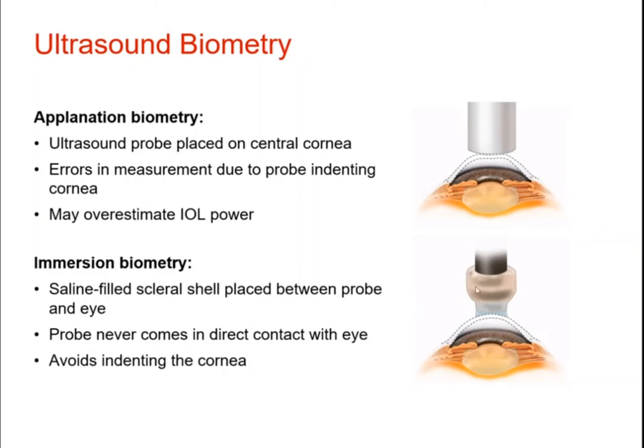An immersion method uses the same instrument but uses an added accessory such as a cup here, like a Prager shell, and you insert the probe in and then you fill it with saline, and actually the probe doesn't touch on the cornea surface, right? So this measures the axial length without artificially indenting it and creating an over correction in the IOL power.